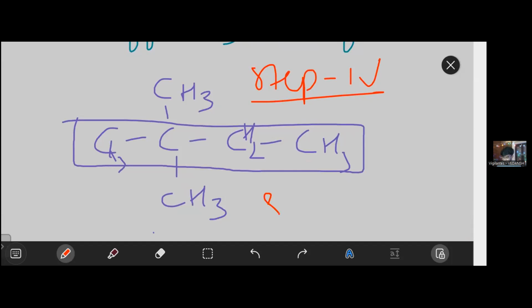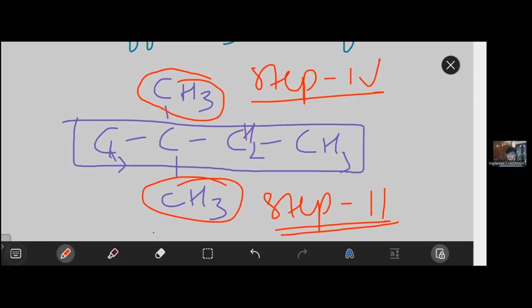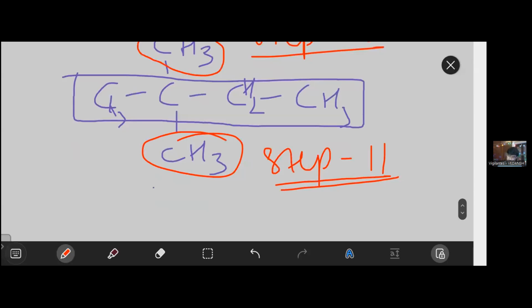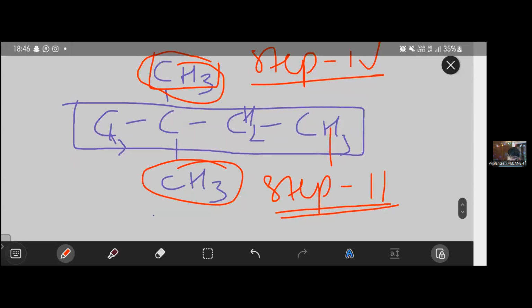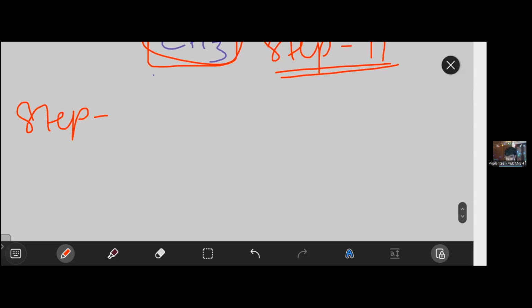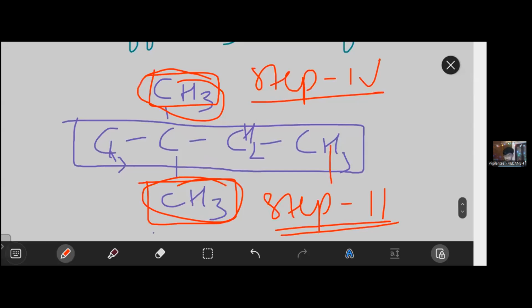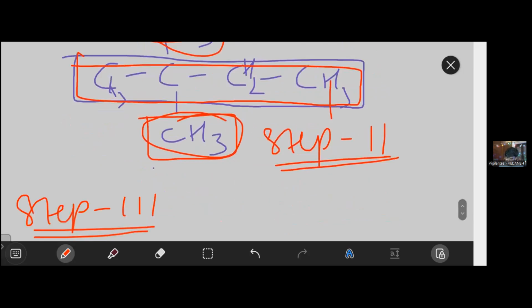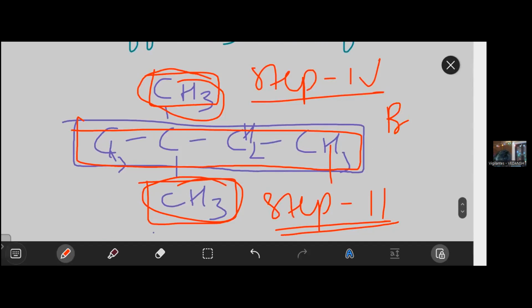Now step 2 is to identify the substituents, whether there are alkyl groups attached to it. So it looks like this. Now there are alkyl groups, so these two will be the substituent ones. Now step 3 is... So step 1 is done. Now apply the rule. You identified this, you got 4 carbons, apply the rule. Identify it as butane. Keep this in your mind.